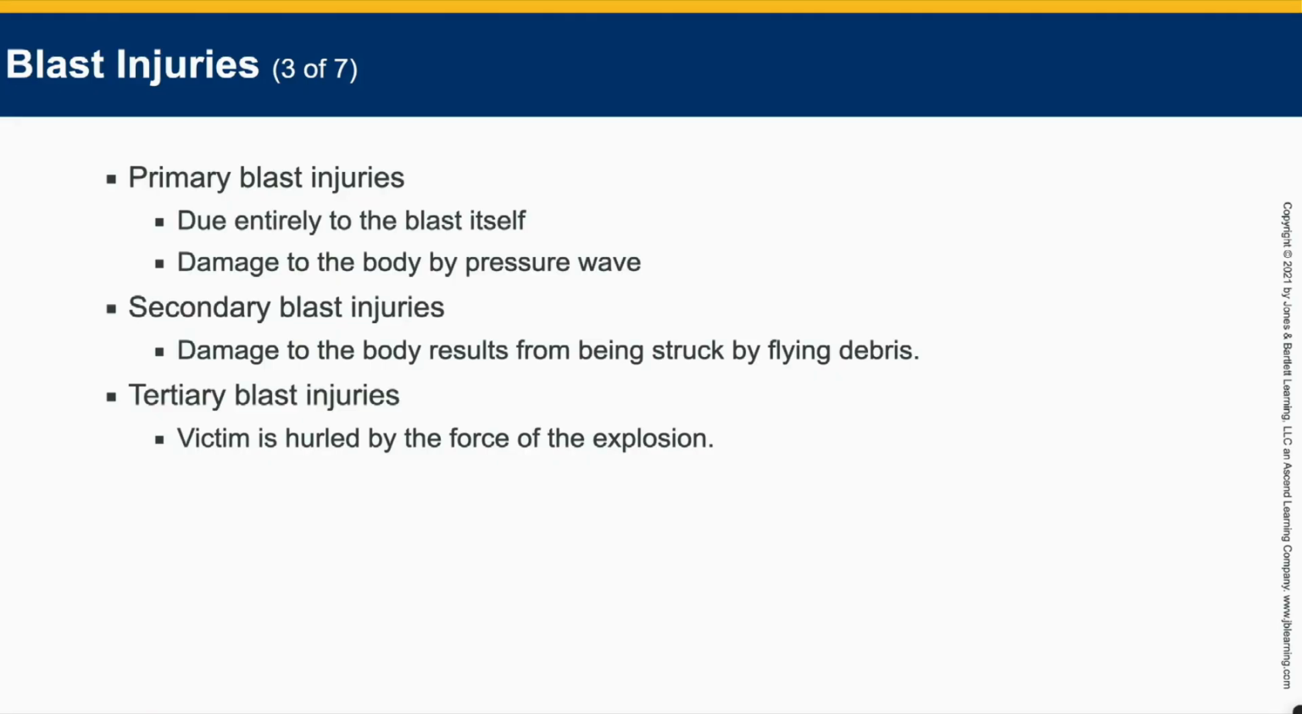Primary blast injuries. These are caused entirely by the blast itself, that rapid change in pressure moving through the body. This type of injury tends to affect the air-filled organs, like the lungs, ears, and GI tract. Secondary blast injuries happen when the patient is struck by flying debris. So think shrapnel, glass, metal, anything that's propelled by the explosion that can penetrate or injure the body. And then tertiary blast injuries occur when the patient is actually picked up and thrown by the force of the explosion, leading to impact injuries when they hit another surface. So again, we're not just dealing with one injury. You're often dealing with multiple mechanisms at the same time.